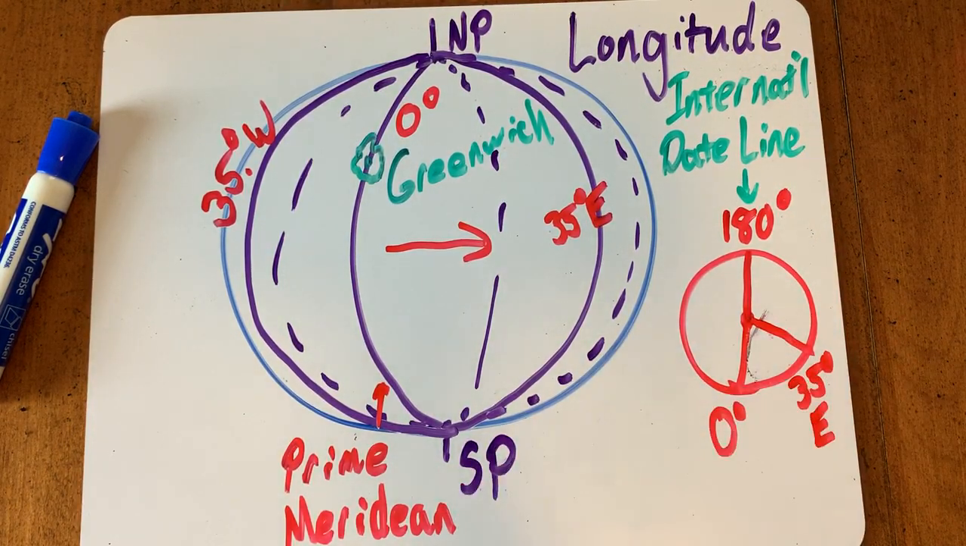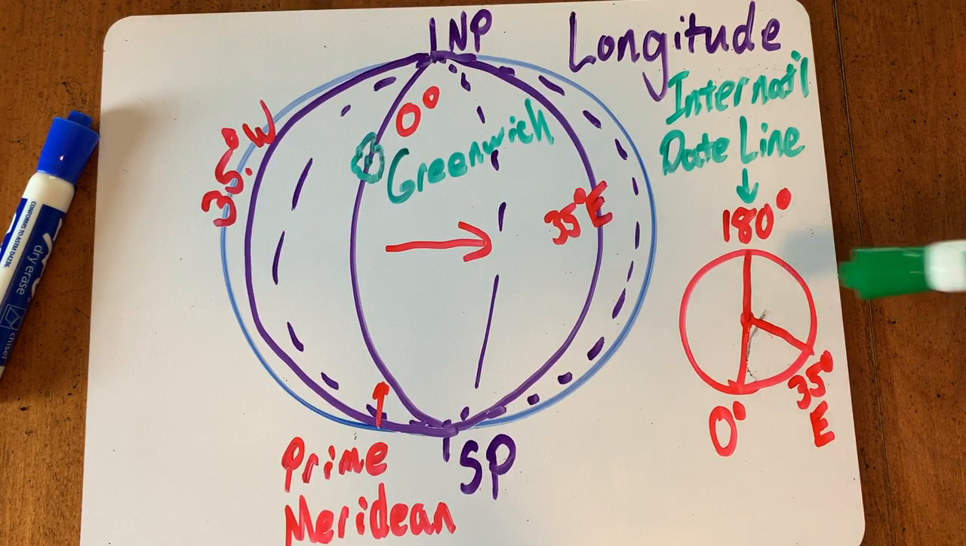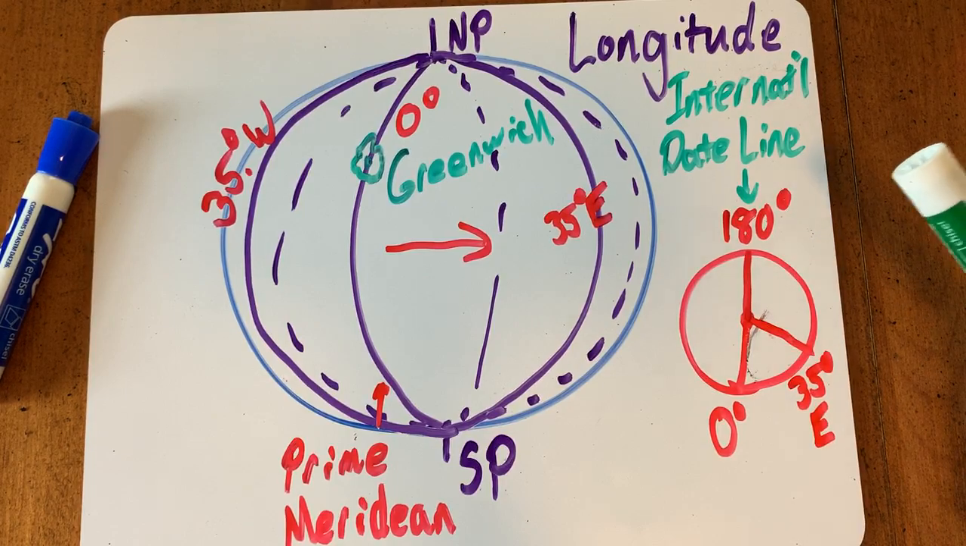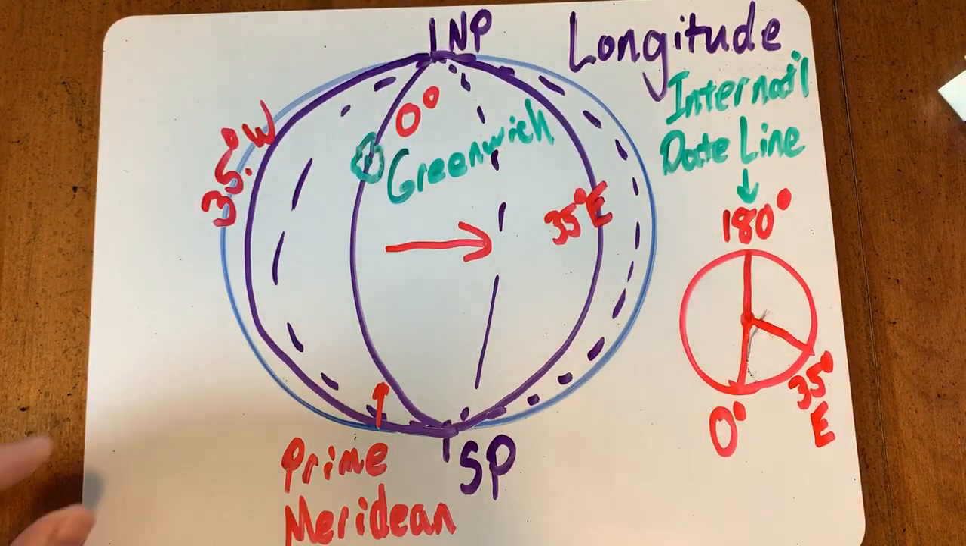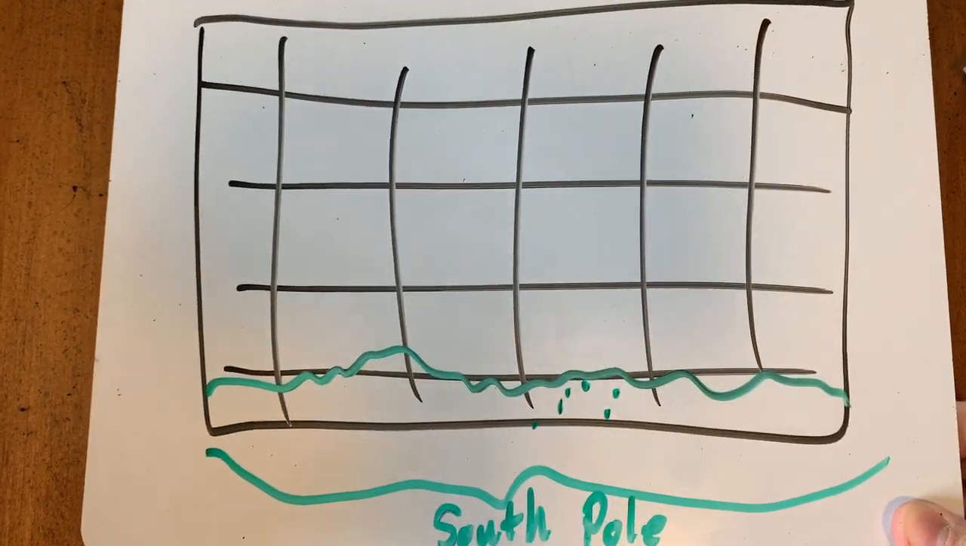So the opposite side of the prime meridian is 180 degrees, and that's the international dateline. And the prime meridian and the international dateline divide it into the western and the eastern hemisphere. All right, so that's longitude. So that's one way we break up our sphere, and that will be the vertical lines on this odd map.